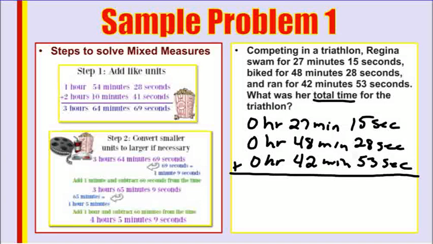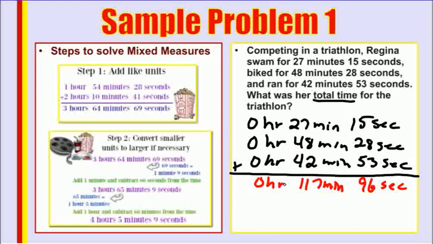So my seconds, I got 15 plus 28 plus 53 gives us 96. So I'm just going to write that down. So I have 96 seconds. And then I have 27 plus 48 plus 42 minutes. That's 117 minutes. And then I don't have any hours here. Now, normally we wouldn't say 117 minutes and 96 seconds was the total time of our triathlon. We would want to put it into hours, minutes, and seconds.